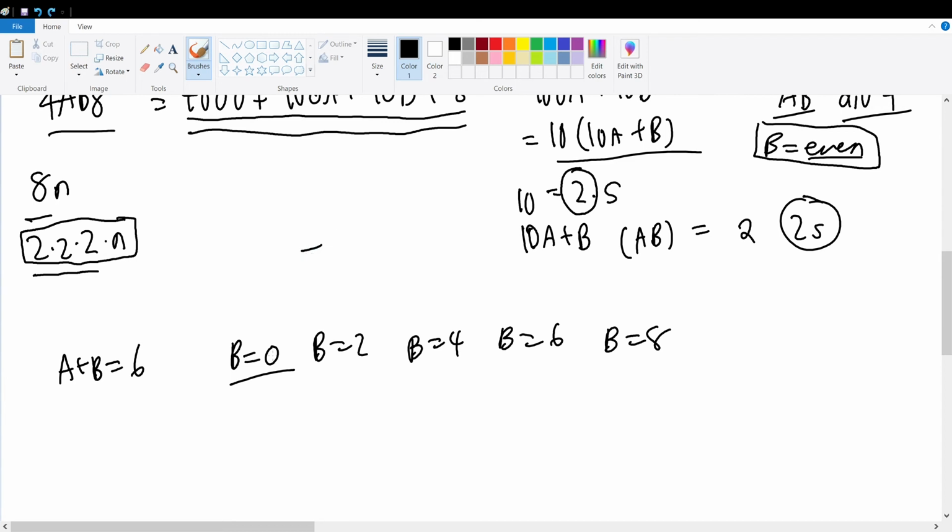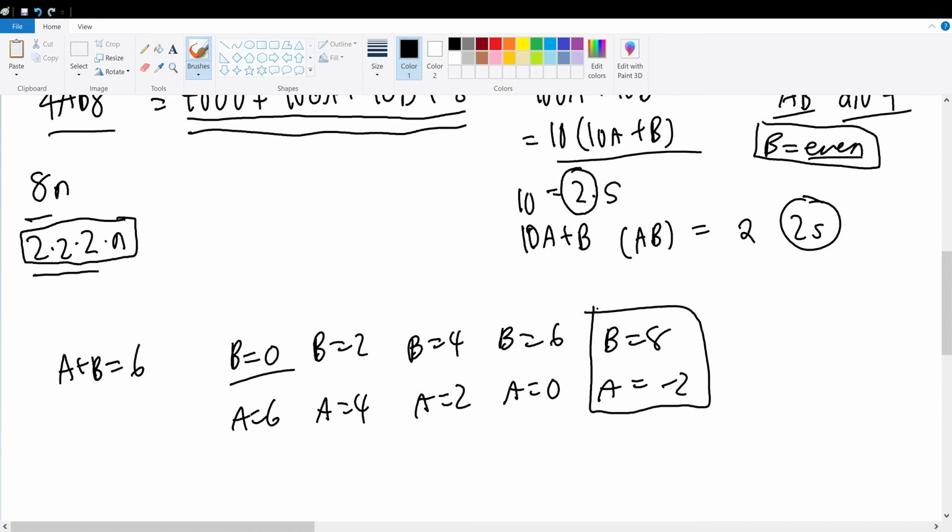That is why we must have 0 here. So with b equal to 0, a is equal to 6, 4, 2, 0, and negative 2. And right off the bat, can this scenario work? The answer is no, because the tens digit of a 2-digit number cannot be negative. So this is wrong.